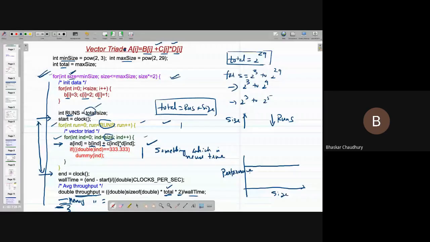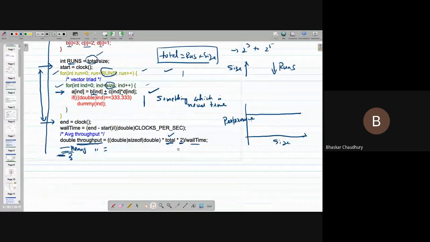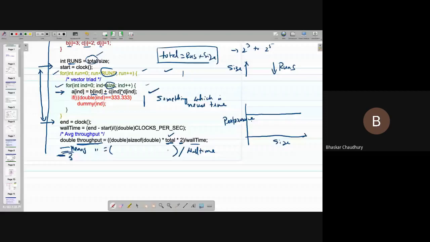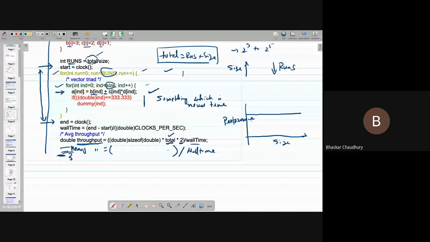actually. So the denominator is going to be the same. It is going to be the wall clock time. So the denominator will be wall clock time. Okay, and what will come here? How much data we are accessing, right? How much data you are accessing in this particular region, that is A equal to B plus C into D? How much data you are really accessing?